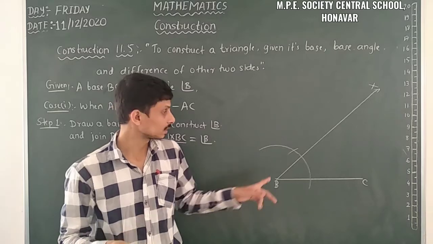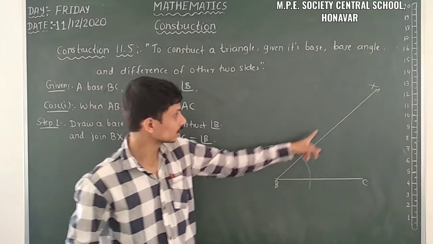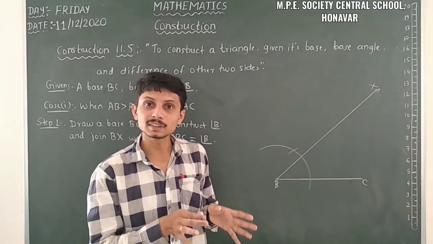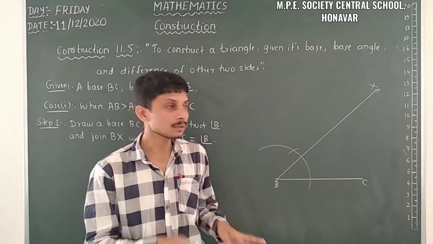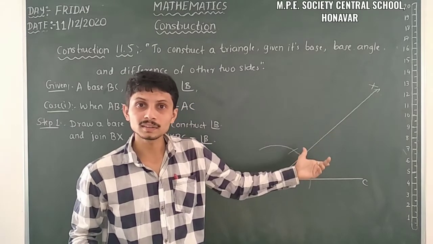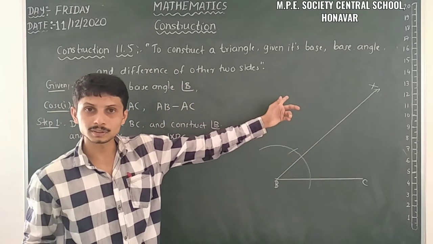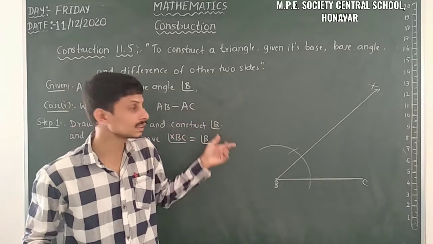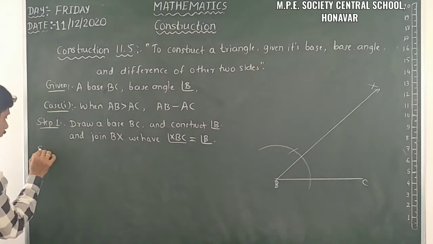At that time we cut the line BX with a length equal to the sum of the other two sides. Here also we have to do the same, but we cut this line BX at D with a length equal to the difference of the other two sides. Whatever length is given, we take the length AB minus AC equal to BD. So let us take step 2.